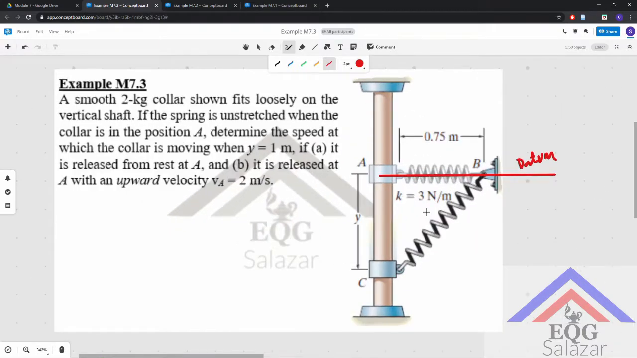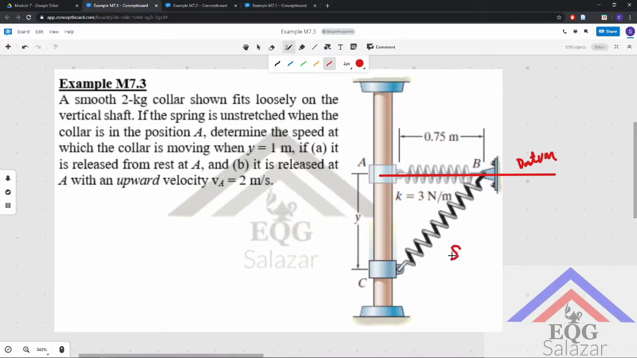All right, so let's go and analyze this first. What's gonna happen? So if you let this go down, it's gonna stretch, right? And the stretch that will happen, it will stretch by a certain length that is longer than 0.75. All right, so when y equals 1, remember that this is y equals 1, this is 0.75, we form a right triangle, right?